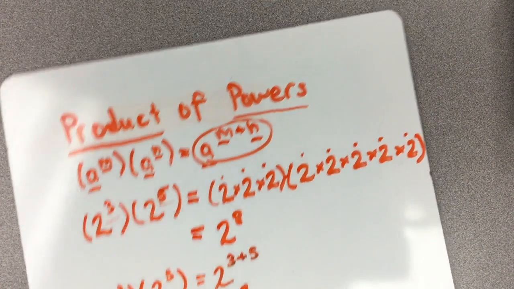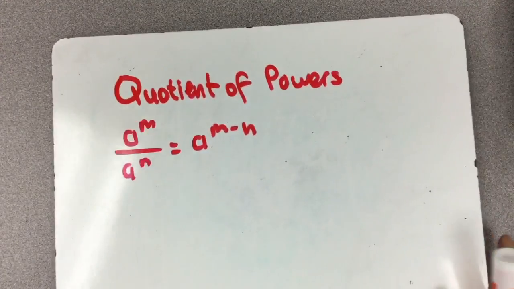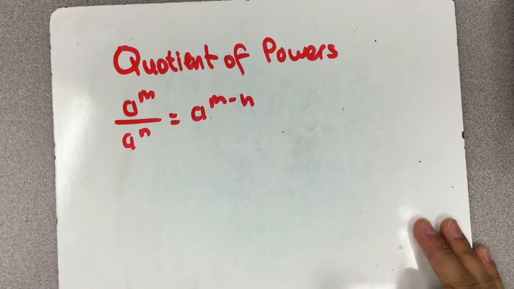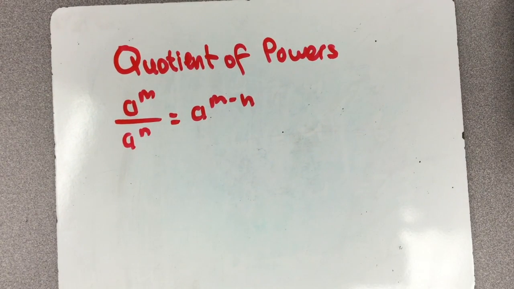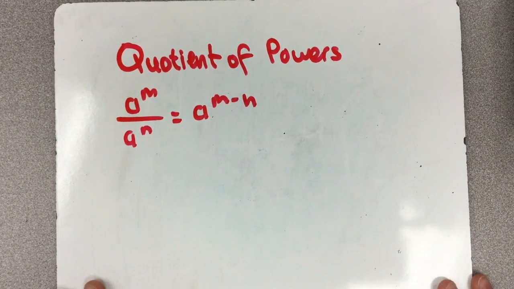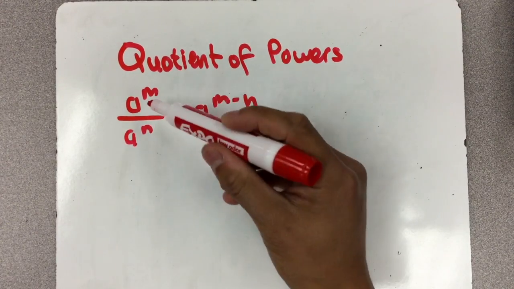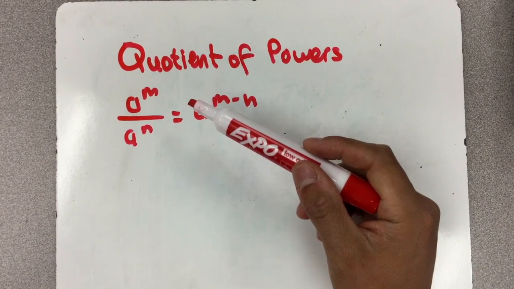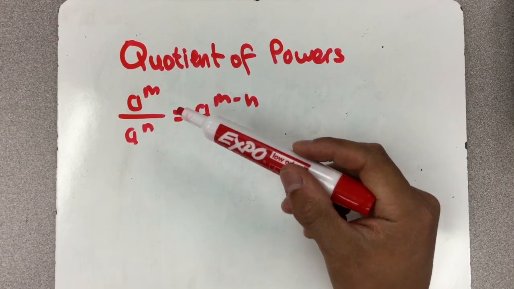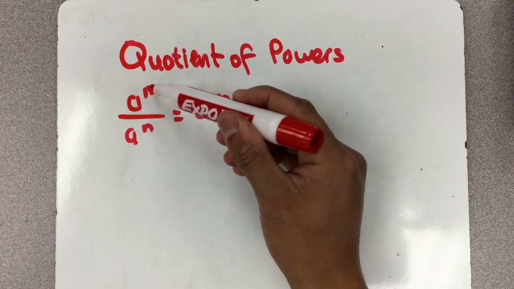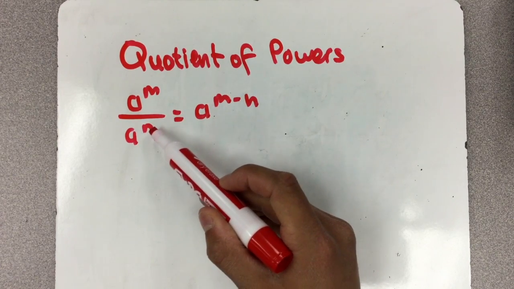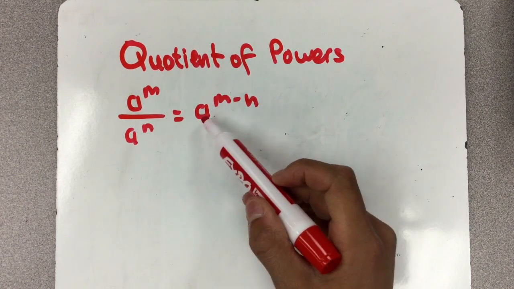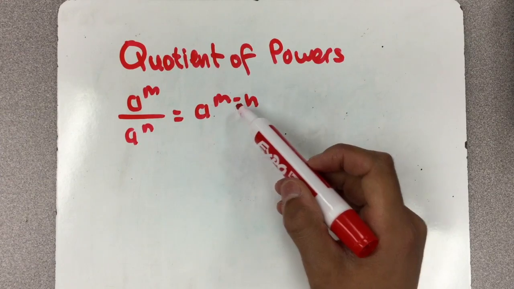So that's our product of powers. Next, we're going to be looking at our quotient of powers. A quotient, just like the opposite operation of a product, is when we're dividing two values. When we had the product of powers, we were multiplying, but here we're dividing. I have a to the power of m divided by a to the power of n, and this is equal to a to the power of m minus n.